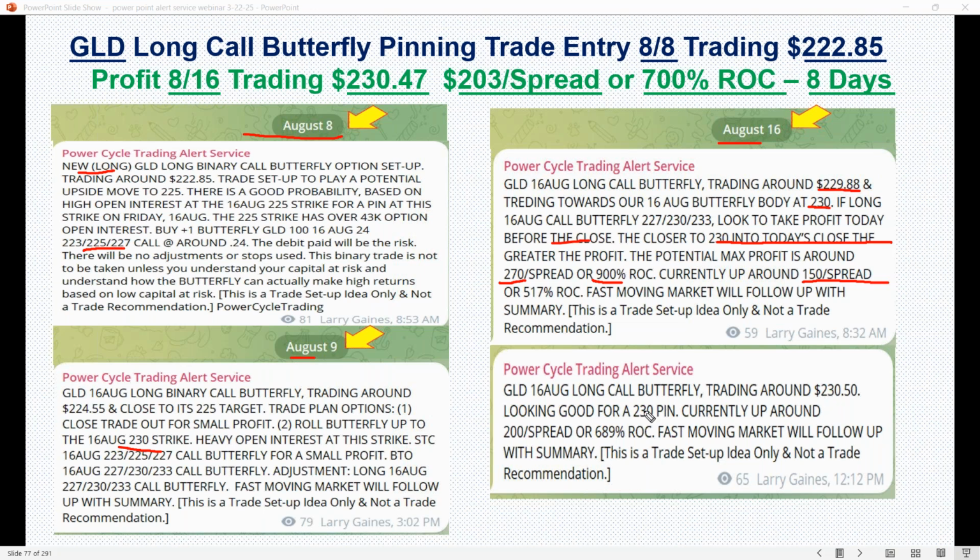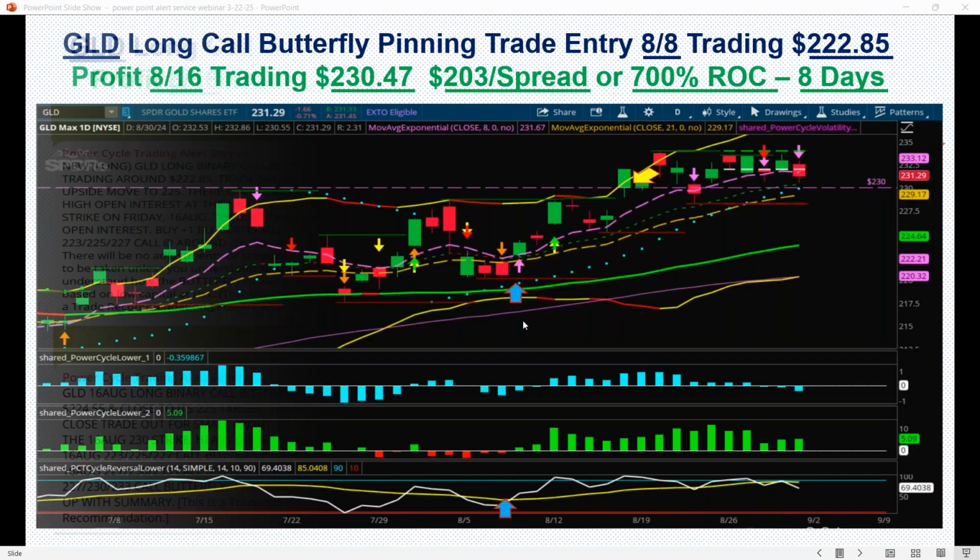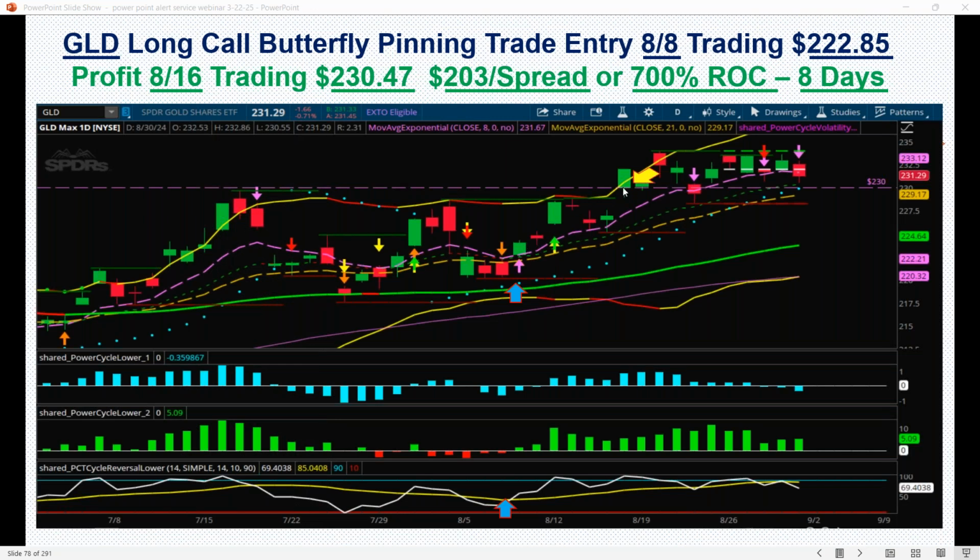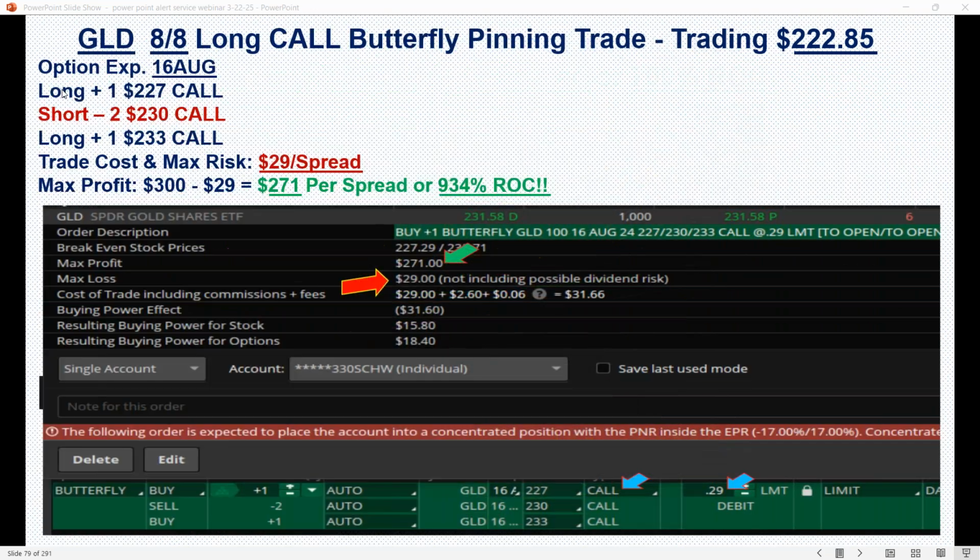And then here it was later in the day. It was currently up around $200, 689% return. So here's where we set the trade up, looking for this pin at 230. Here's the spread that was sent out, 227, 230, 230, 233, at 29 bucks. The spread cost is the risk there, a $3 wide spread less our cost, potential to make 271, 934% return, or anything in there is still a big, huge return.